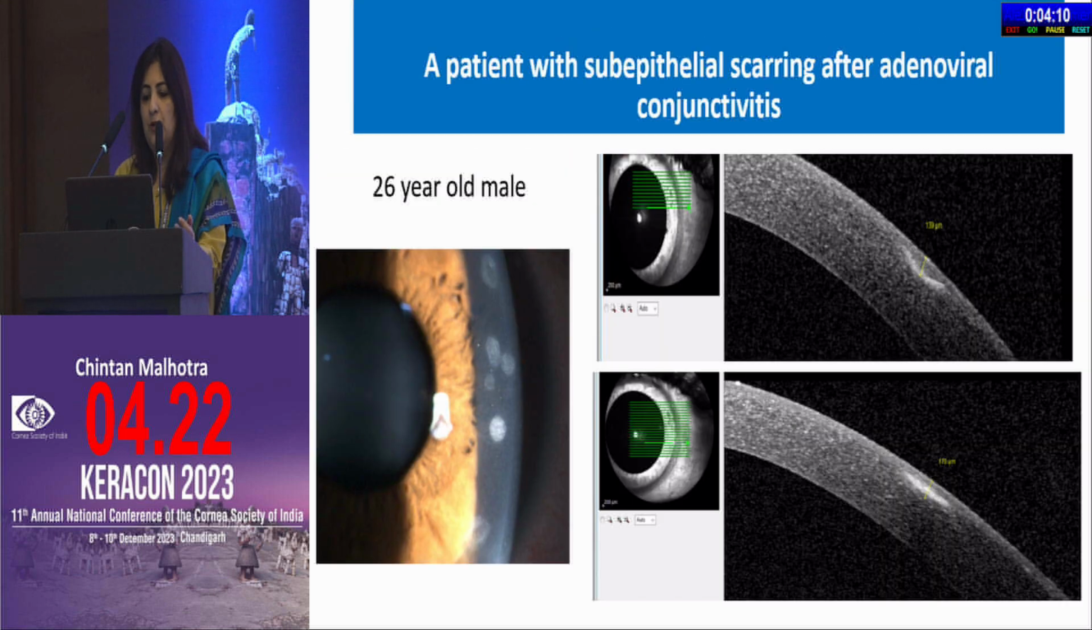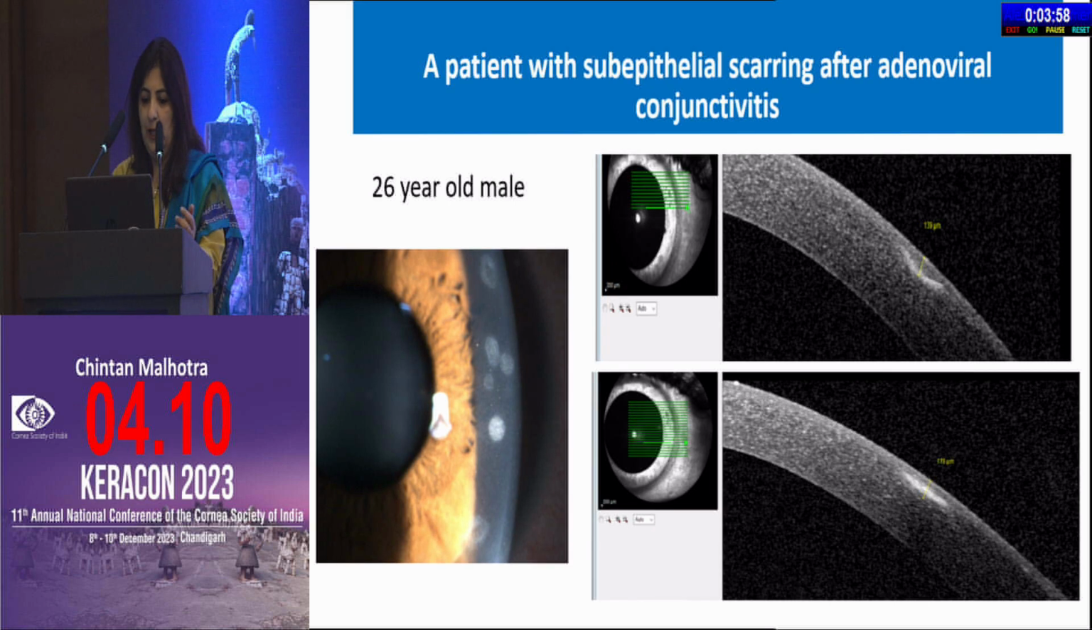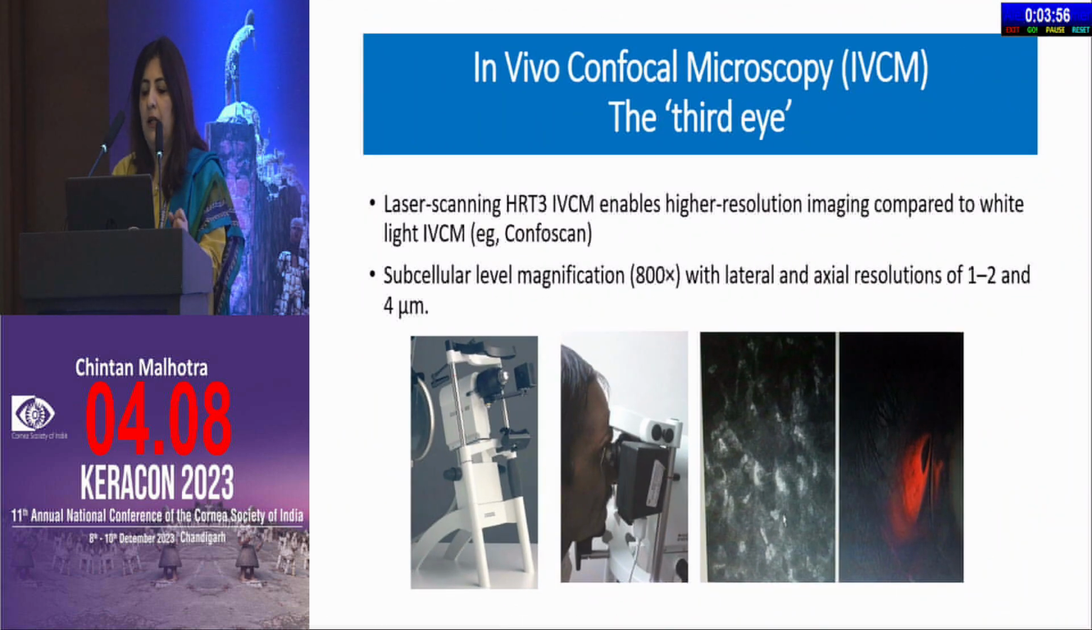So that's how ASOCT is helpful vis-a-vis adenoviral conjunctivitis, where we have subepithelial scars. Sometimes in the intervening phase there can be a confusion whether it's an epithelial or a subepithelial lesion, and that's what ASOCT helps us. Coming to the second part, in vivo confocal microscopy is the third eye.